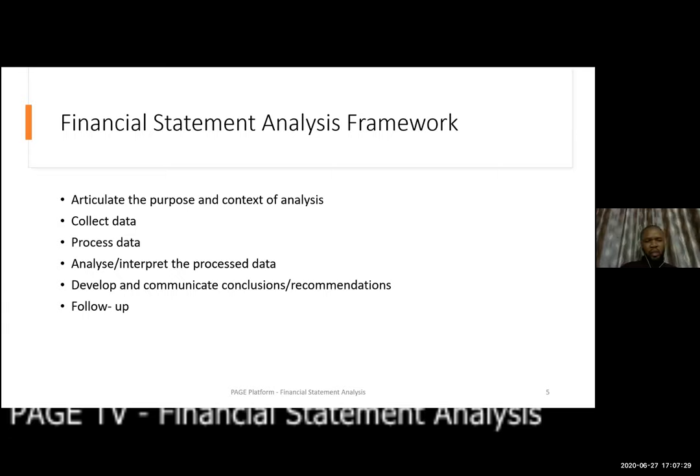So your next step is you process those data, which is why we are here today. So I'll show you how you could make sense out of these numbers being reported. Next is you analyze what you have processed, because it's not just number crunching alone, it's bringing out concrete information out of these numbers you have analyzed. Next is you communicate your findings and recommendations, and most times you do a follow-up, right?